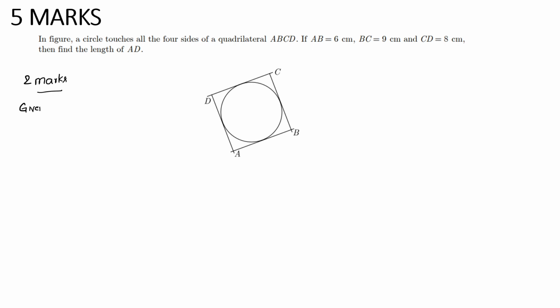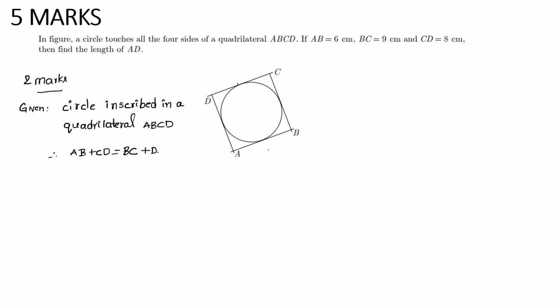Given a circle inscribed in a quadrilateral. If a circle is inscribed in a quadrilateral, then automatically sum of opposite sides are equal. So therefore, in quadrilateral ABCD, AB plus CD should be equal to BC plus DA.